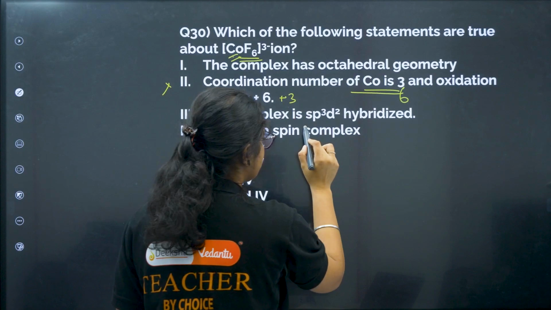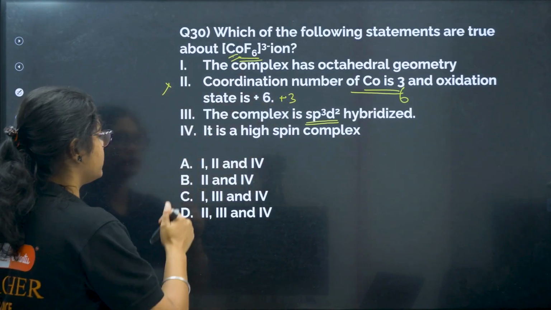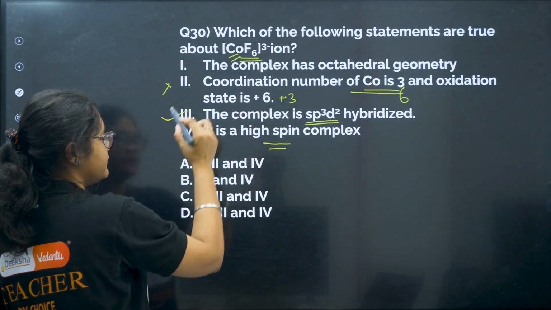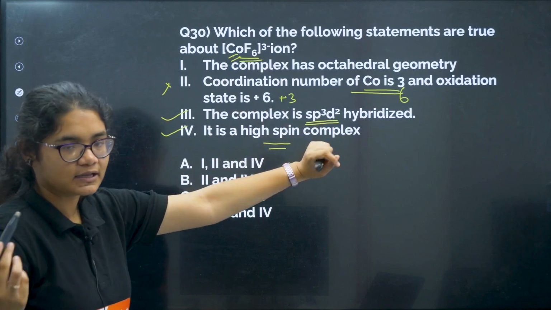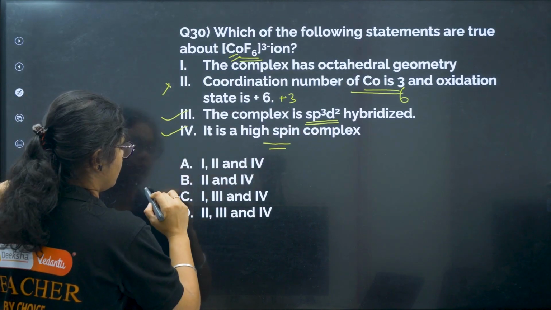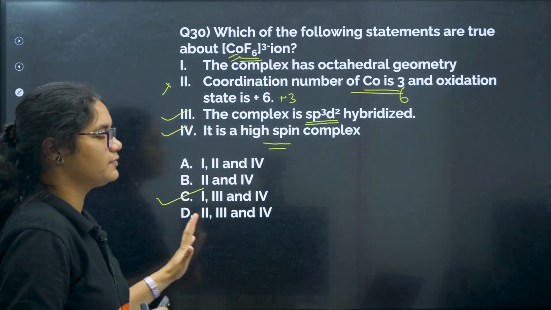The complex has sp3d2 hybridization. Yes, because fluorine is a weak field ligand. So yes, this statement is also correct. It is a high spin complex. Again, this is a weak field ligand, so we'll get a high spin complex because outer d orbitals are used. So which of the following statements are true? We have 1, 3 and 4. So the correct answer for this question is option C, that is 1, 3 and 4.